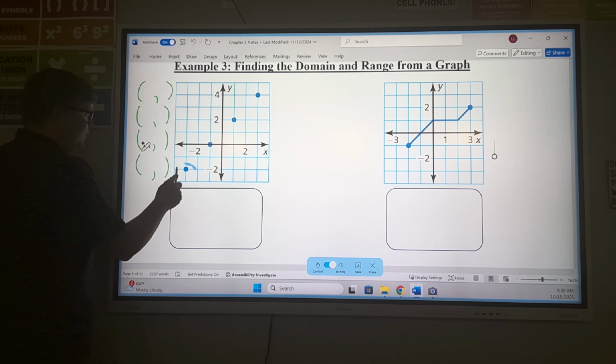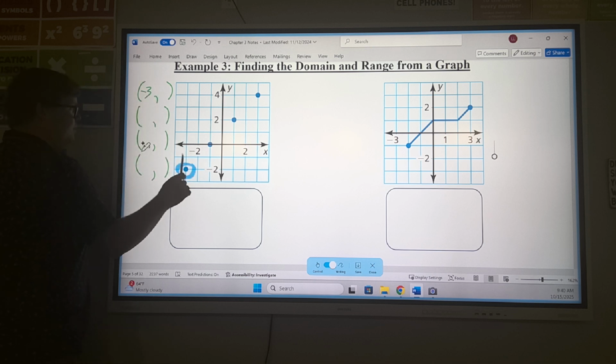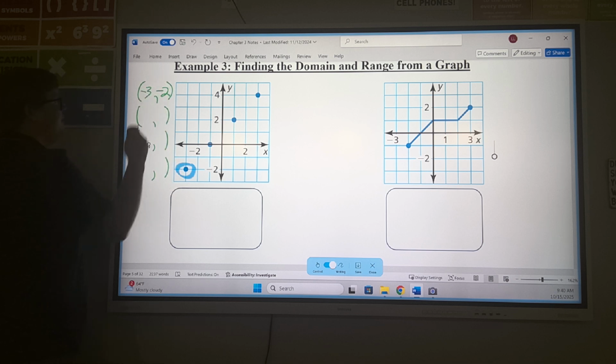So, we look at this first one. We go 1, 2, 3 to the left. That is -3 for the x value. And we go down 1, 2. That's -2 for the y value. So we have -3, -2 for our first point.